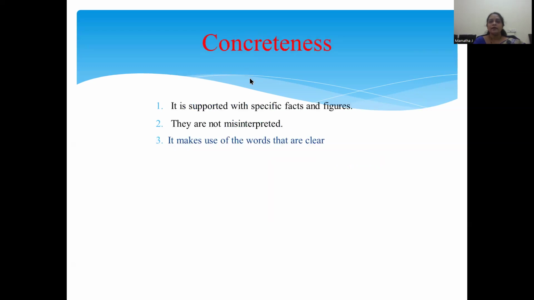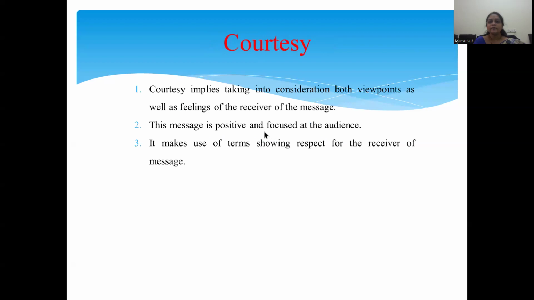Coming to concreteness. Concreteness is nothing but being very specific, being very honest. It is supported with specific facts and figures. How do you become very genuine, specific and honest? You have to present facts and figures, no opinions, no generalizations here, so they are not misinterpreted, and it makes use of words that are very clear here.